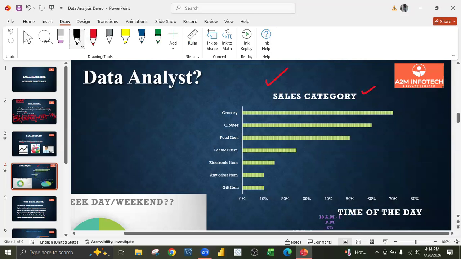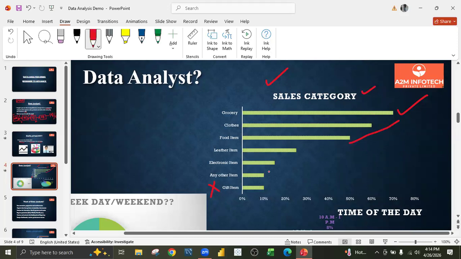If you see, grocery has the highest number of sales, and gift item has a very low number of sales. This is the first piece of information: grocery has the highest number of sales, gift item the lowest. Second, these three items should be there in all the DMart stores.